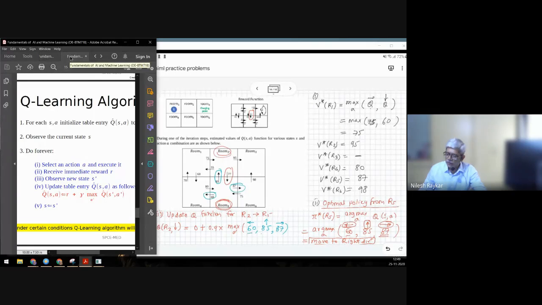Out of these 3 numbers, you have to take whatever is the maximum. Here A dash indicates the actions which are possible from the new state, and in this case 3 actions are possible. Remember that we are not taking actions from the original room, but from the destination room. So this will be 0 plus 0.9 into the highest of these terms, that is 87. So this will be 78.3. That is the way these problems can be solved.